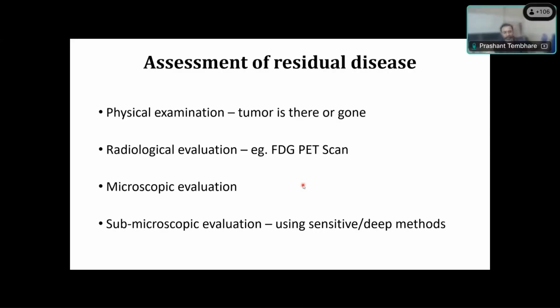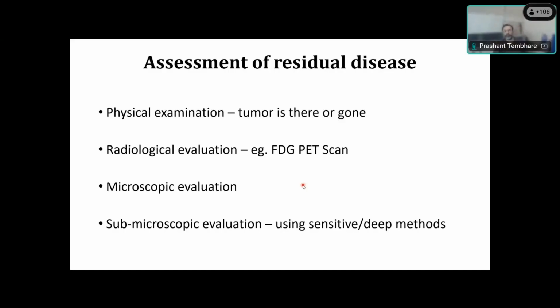Like physical examination or radiological examination, like PET scan. We know that PET scan shows highly active disease. If the disease level is reduced, we can look at the PET scan, and the PET scan will show the reduction of the disease.